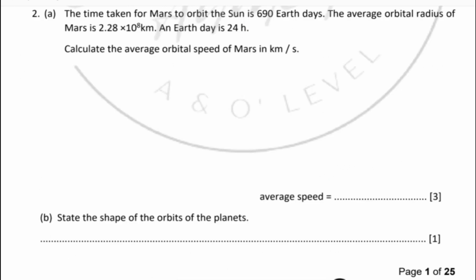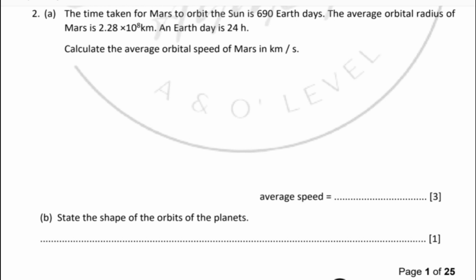Now question number 2, part A. The statement of part A is the time taken for the Mars to orbit the sun is 690 Earth days. Average orbital radius of Mars is 2.28 × 10^8 kilometer. An Earth day is 24 hours. Calculate the average orbital speed of Mars in kilometer per second.